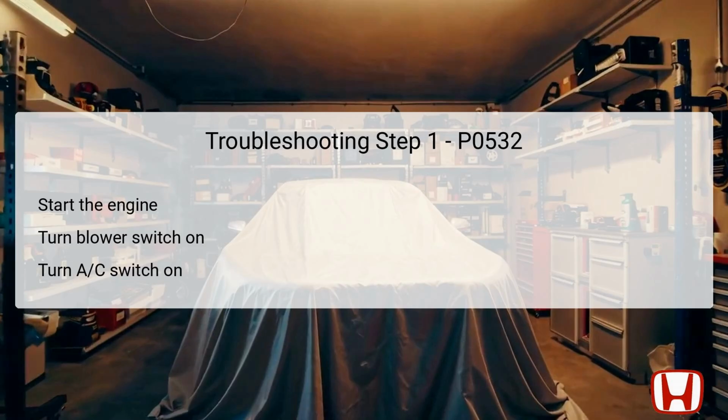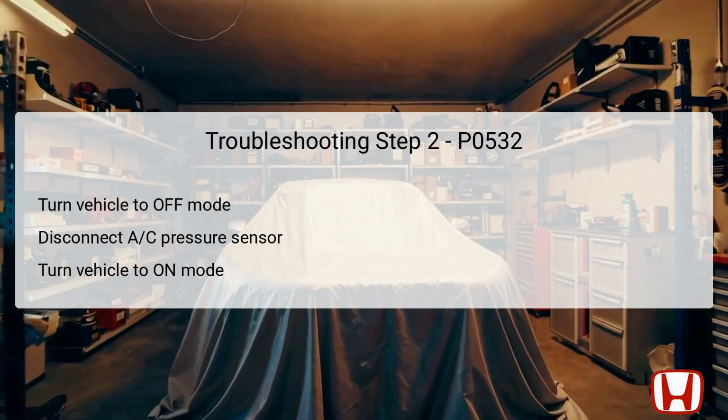The next critical step involves using the Honda Diagnostic System, HDS, to check specific parameter values related to the AC pressure sensor for immediate insights into functionality. Switch the vehicle to the off-lock mode initially to ensure safety during electrical checks. Disconnect the AC pressure sensor's 3P connector. This isolation will help in assessing the sensor's functionality without any influence from the system.